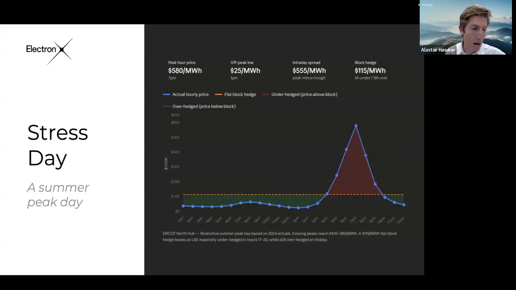The next example is a stress day. This is an example of a peak summer day in ERCOT and how that shape evolves: slightly flatter early in the day and a much bigger spike in the evening hours as it's still very hot. A lot of air conditioning comes on, a lot of evening load. And even with a higher priced hedge, it still does not fit the actual shape that someone who has exposure to these prices would be feeling.